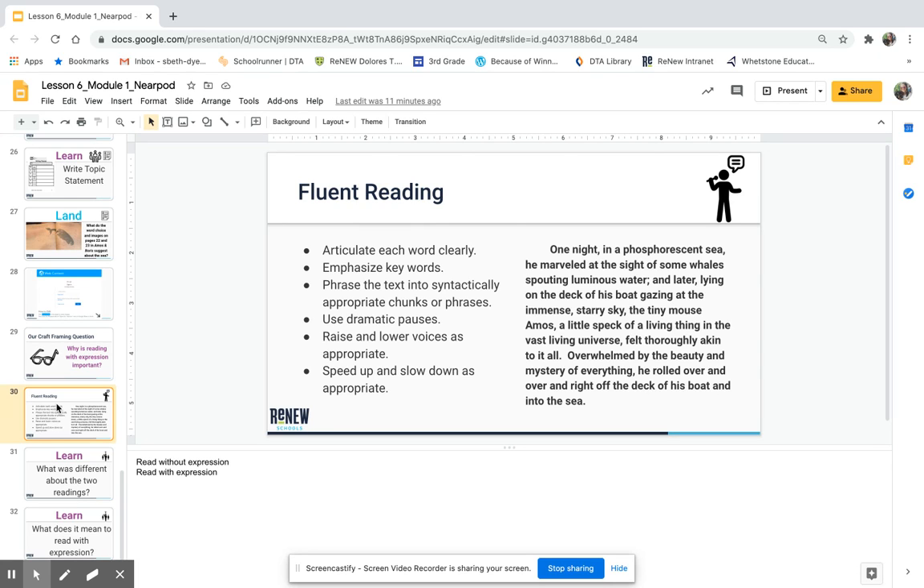One night in a phosphorescent sea, he marveled at the sight of some whales spouting luminous water, and later, lying on the deck of his boat, gazing at the immense starry sky, the tiny mouse Amos, a little speck of a living thing in the vast living universe, felt thoroughly akin to it all. Overwhelmed by the beauty and mystery of everything, he rolled over and over and right off the deck of his boat and into the sea.